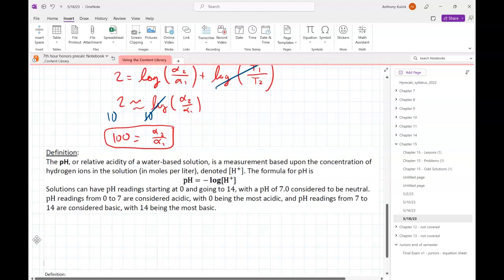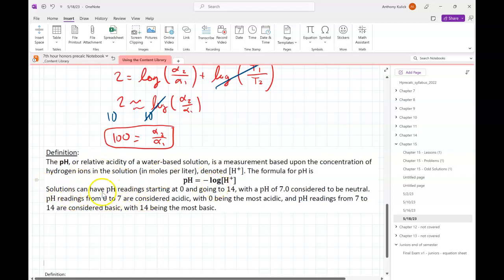The next question is a chemistry situation. So those of you that have taken chemistry probably recognize pH. All right, so pH is the relative acidity of a water-based solution. The measurement is based on the concentration of hydrogen ions, so that's the bracket with H+. When you put an element in a bracket like that, it's talking about the concentration of it. And typically we measure that concentration in moles per liter. Chemistry people, what's that called? Molarity. Good job.